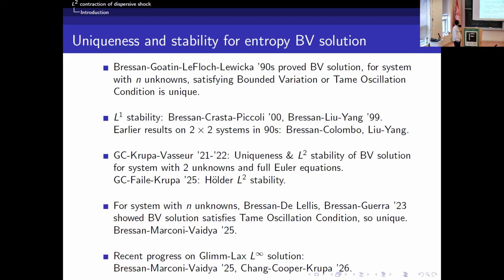of small BV solutions. See the paper of Bressan and Delellis and also another one with Guerra. They show the BV solution for the general system of conservation laws in fact satisfies the tame oscillation condition. So unique. Now we don't have the issue of the a priori assumption in the 1990s framework. And there has been a lot of recent progress, especially for large BV solutions, especially in the Glimm-Lax regime. People can show some really nice progress on the uniqueness result. Especially there are two papers, and there might be more.